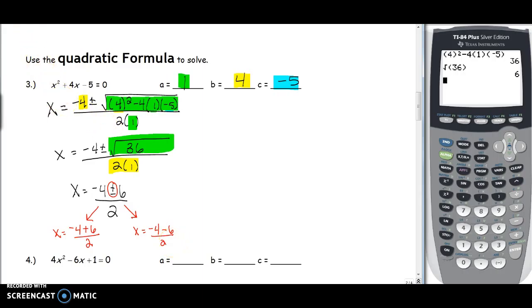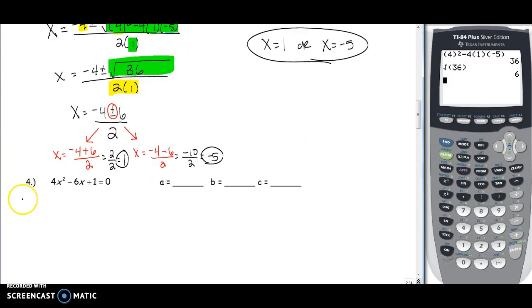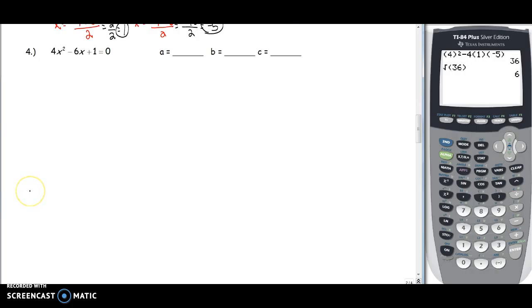Okay, so if we go ahead and simplify, we would have -4 plus 6 is 2, and 2 divided by 2 is 1. So that's one of our answers. X is 1. And then -4 minus 6 is -10 divided by 2, which gives us -5, and that's our second answer. Okay, so the biggest part of this is setting it up and then knowing how to simplify. So let's try one more.